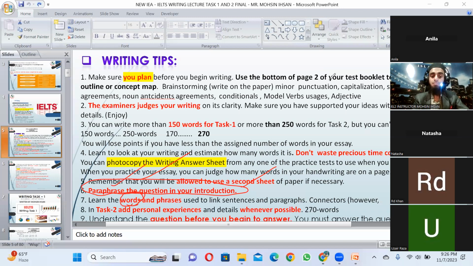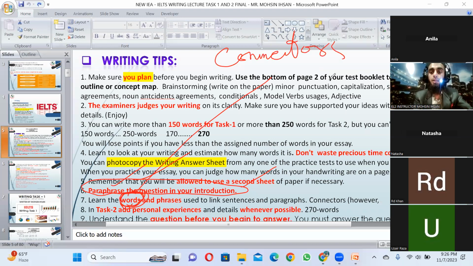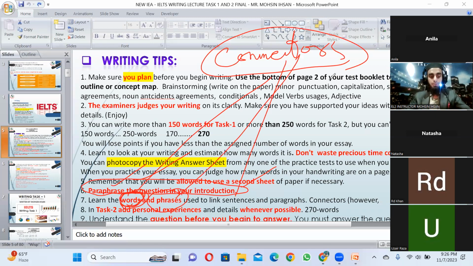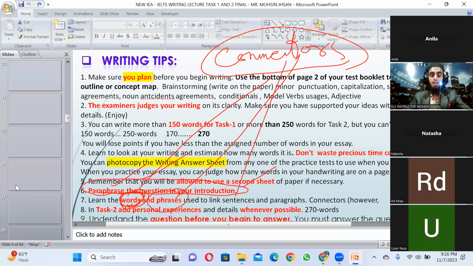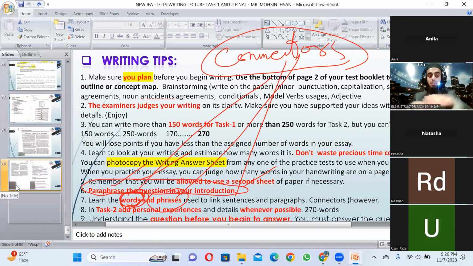Next, you must remember some words. Some words means some connectors, you must remember them, right? Connectors, the transition words. And besides connectors, you must also remember some phrases. Like, I can show you an essay, a kind of essay I would share right now in the class group. You must remember some of the phrases from that, right?